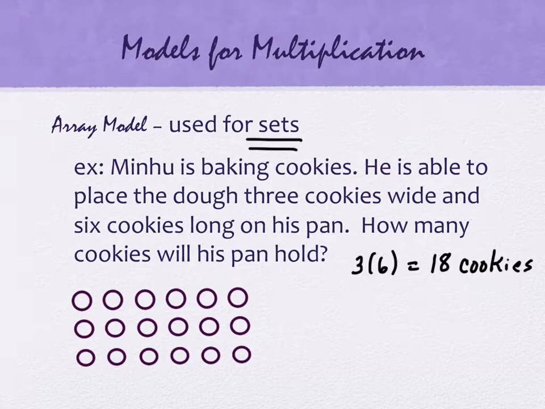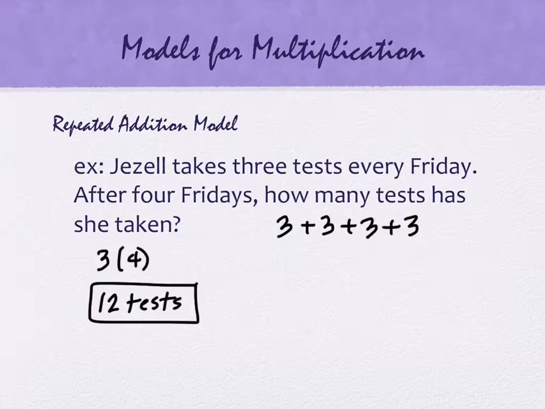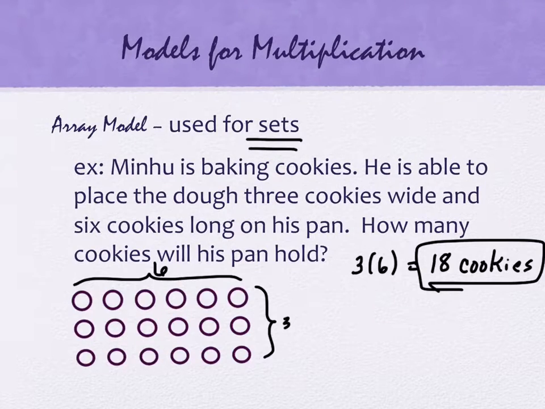This is called an array. An array is where the length and the width may be different, but you've got the same number of objects all the way across in rows and columns. This is 3 by 6. And of course we end up with 18 cookies. But when I talked about tests happening, 3 tests every Friday, there is no way you thought of this kind of picture, did you? You didn't. This image did not come to mind.